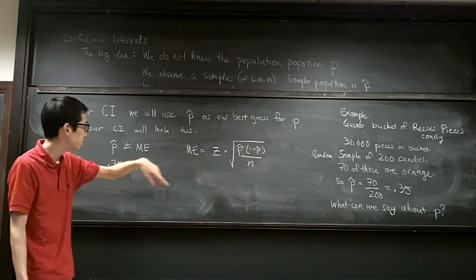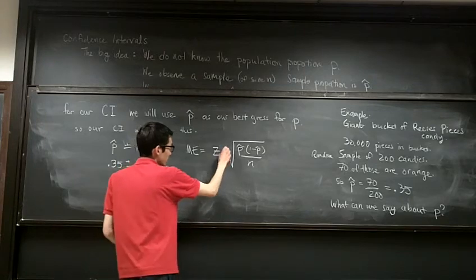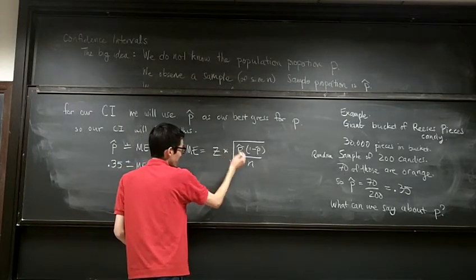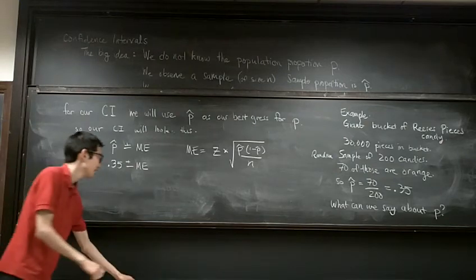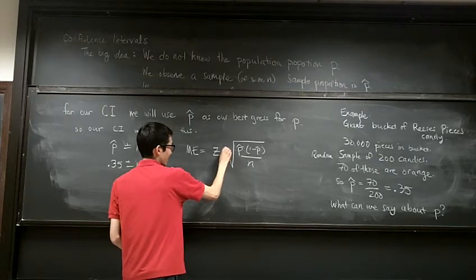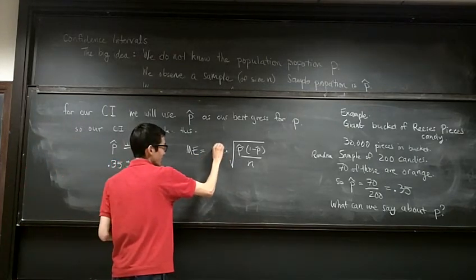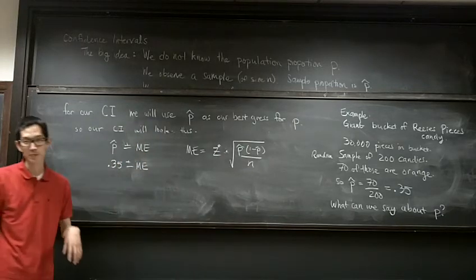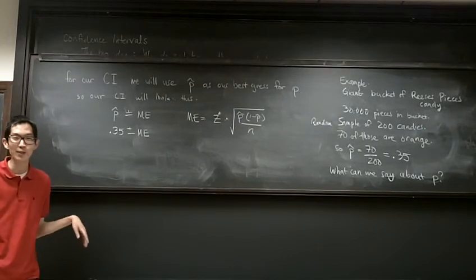Is it z times? Yeah. How do I indicate times? A dot. Yeah, it's special. Maybe I'll put a z star. Okay, it's a special z. It's a special z score. Okay, and the z's depend on your level of confidence.